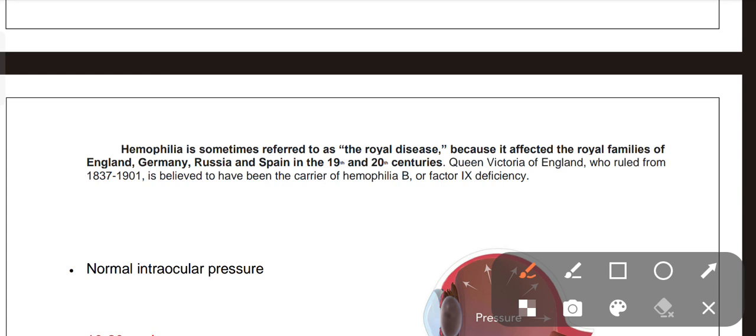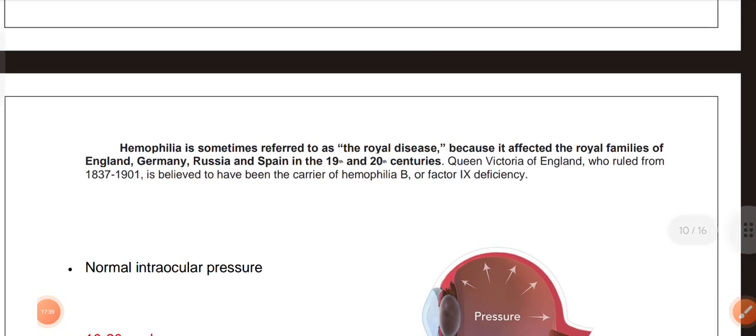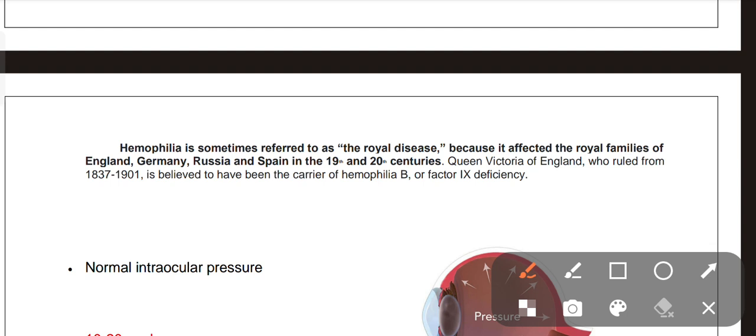Between 1837 and 1901, England's Queen Victoria, who ruled, is believed to have been a carrier of hemophilia B, or factor IX deficiency. Due to the absence of factor IX, the person will get hemophilia or royal disease.